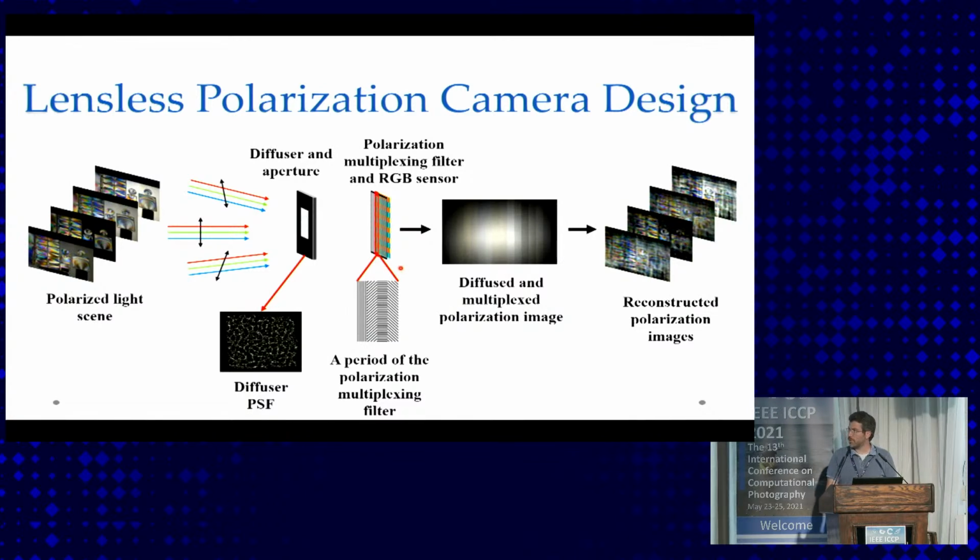We'll start with the polarized light scene, represented here as the 4 sub-images in different polarization angles. We take an image of it using the diffuser with its PSF, and we also add a very simple polarization filter directly on the sensor. And we get a diffused and multiplexed polarization image. From it, we can reconstruct the full polarization image, which includes the 4 sub-images in the different polarization angles.